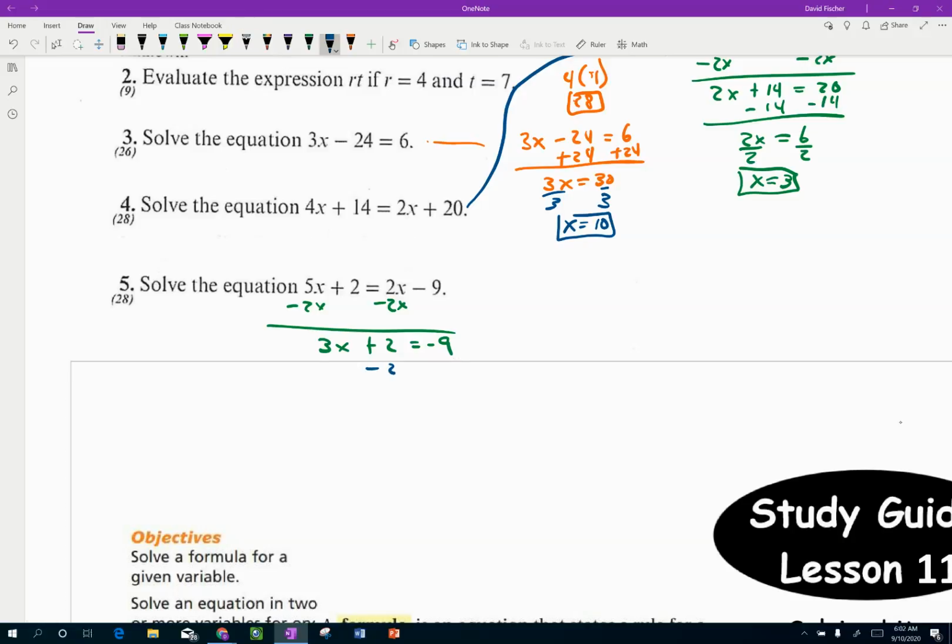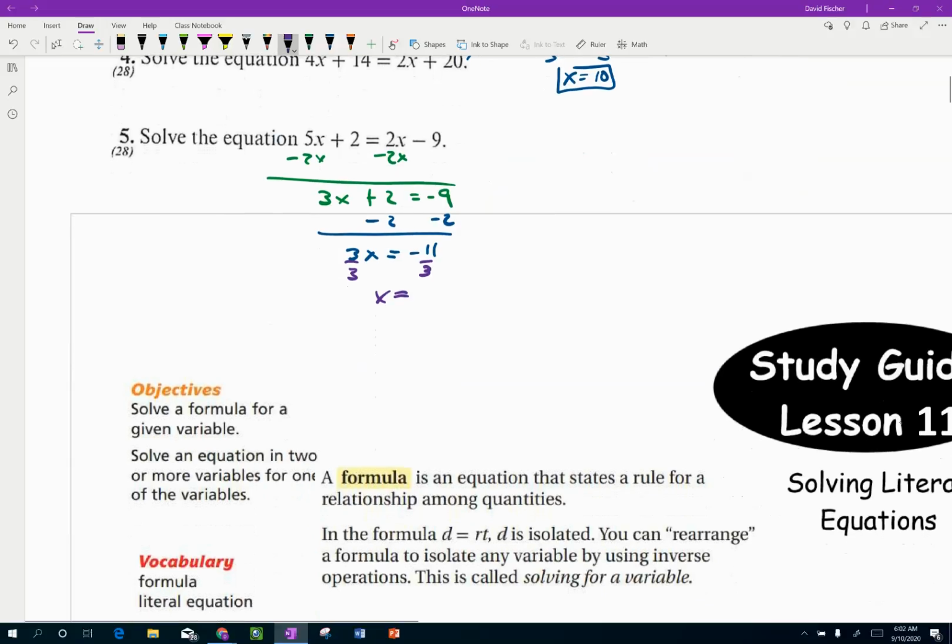Let's subtract 2. Now I got 3x equals a negative 11. Last step, let's divide by 3. I got x equals, it's going to be a negative because negative divided by positive is a negative. 3 goes into 11 3 times, that would be 9, and I have 2/3 left over. Or as a decimal, it's going to be a negative 3.6 repeating. 2 divided by 3 is 0.6 repeating.